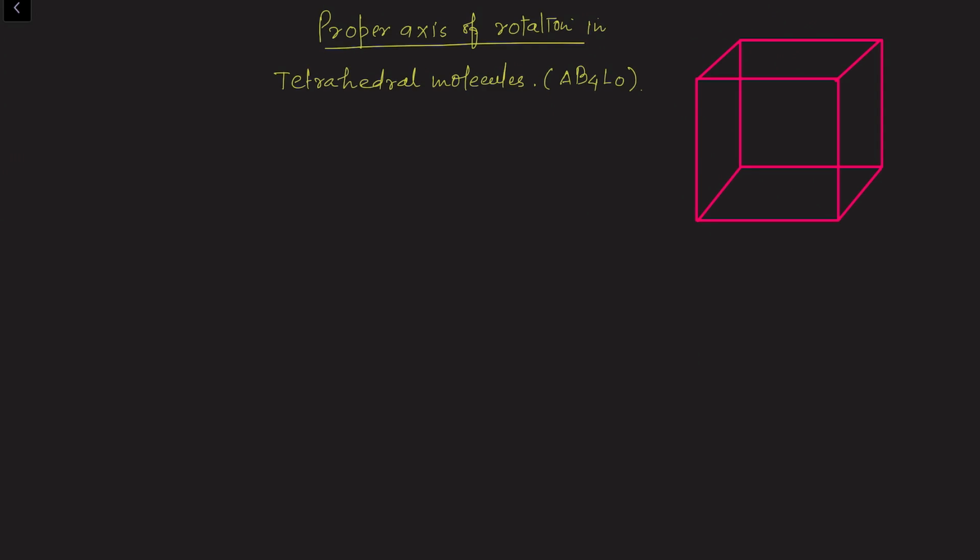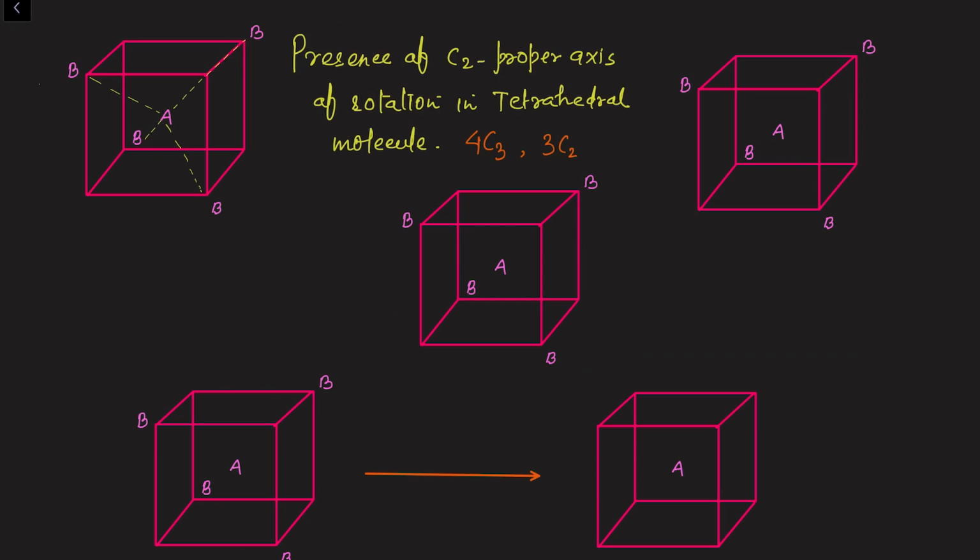We represent a tetrahedral molecule in molecular symmetry in a cube, right? In this cube, this is your central atom A, and we place the B atoms at alternate corners of the cube. This is the representation of a tetrahedral molecule. Now we are going to understand the presence of three C2 proper axes of rotation in a perfect tetrahedral molecule. We already understood the 4 C3 proper axes of rotation, and how we show the operation we already did. Now we are going to check the presence of 3 C2 proper axes of rotation.